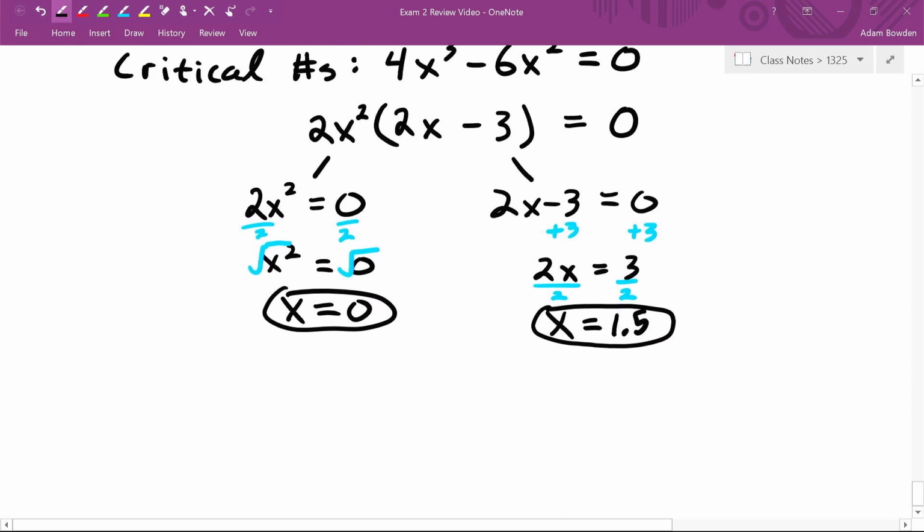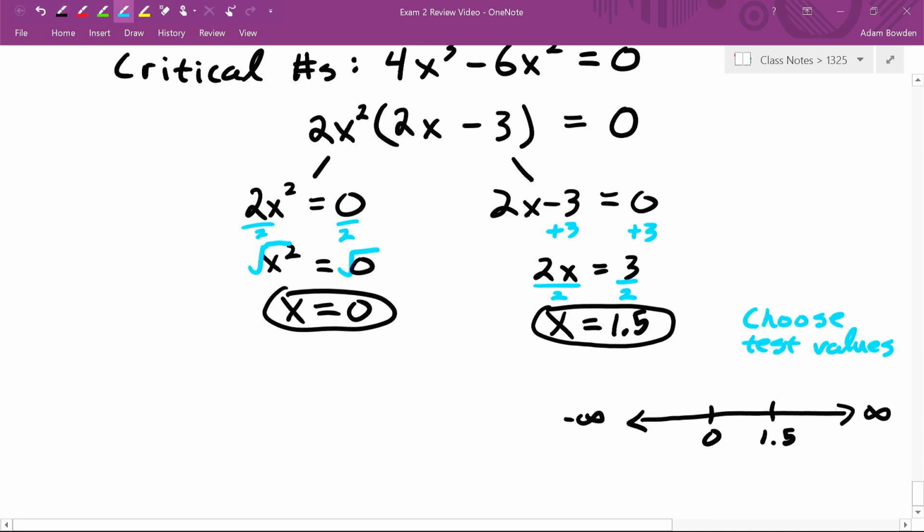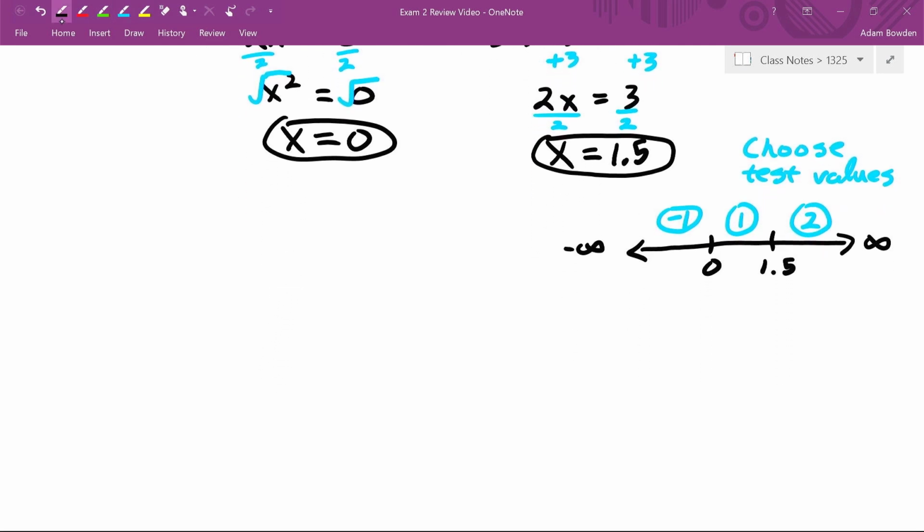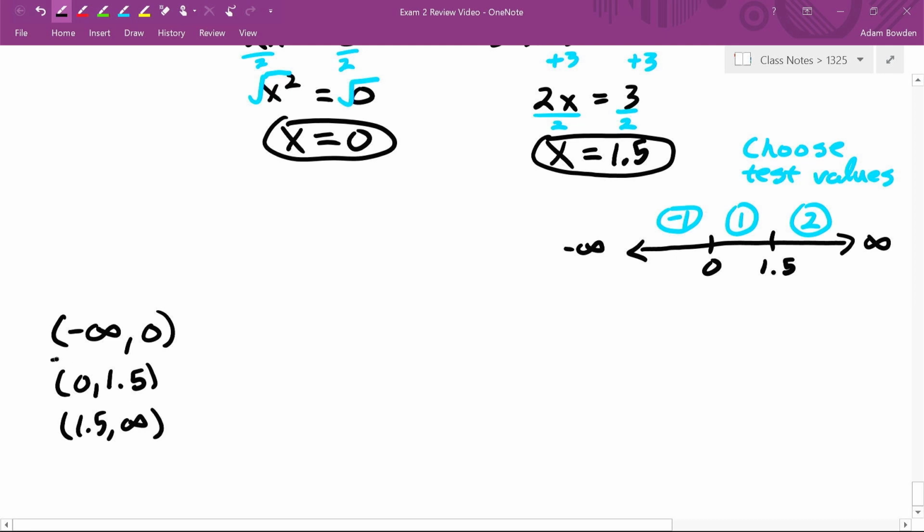Now what we do with these numbers is imagine them on the number line, and we're going to choose some test values. The test values I could choose here are numbers like -1 on this side, +1 in the middle, and 2 over on this side. We're going to check the intervals by plugging these test values into the derivative. The intervals are -infinity to 0, 0 to 1.5, and 1.5 to infinity.